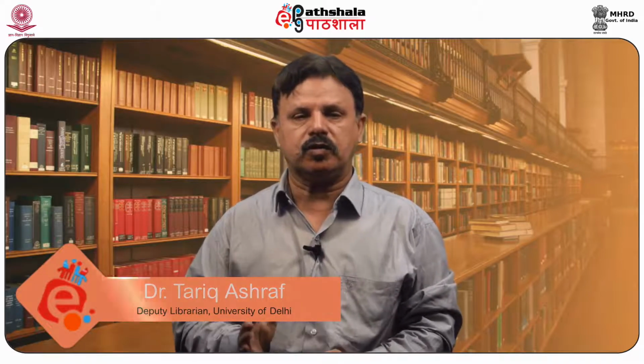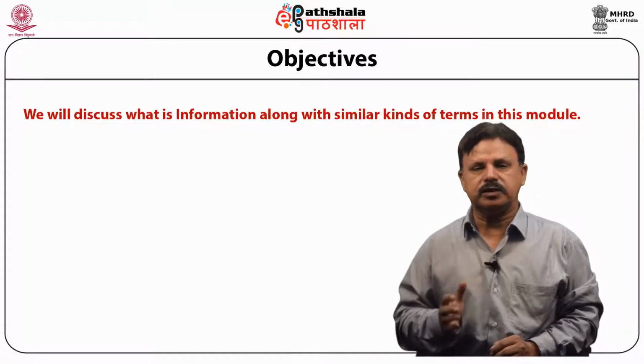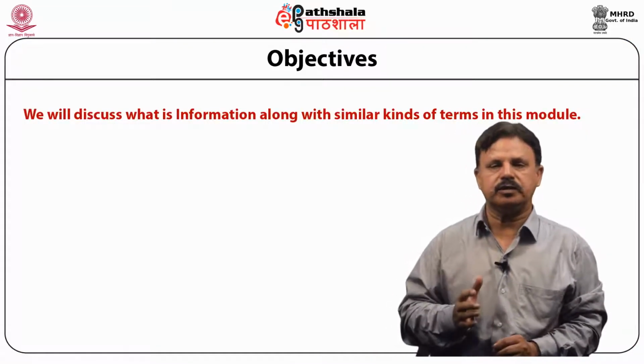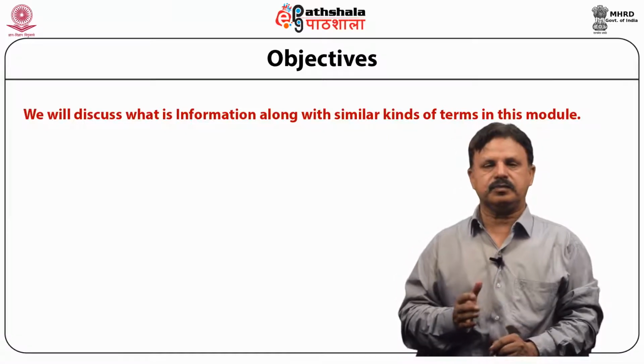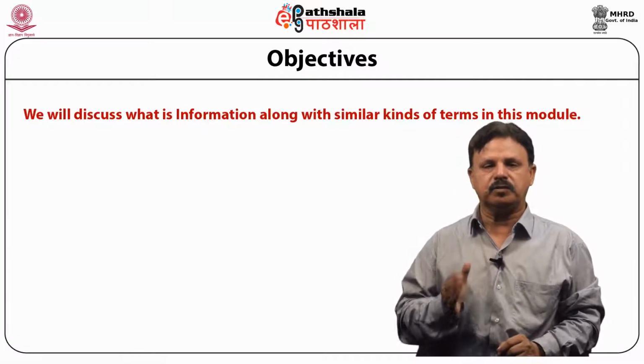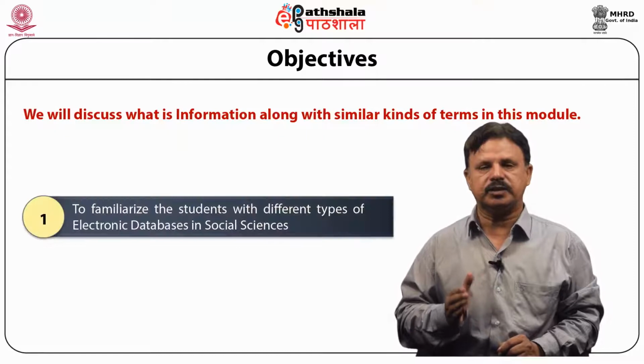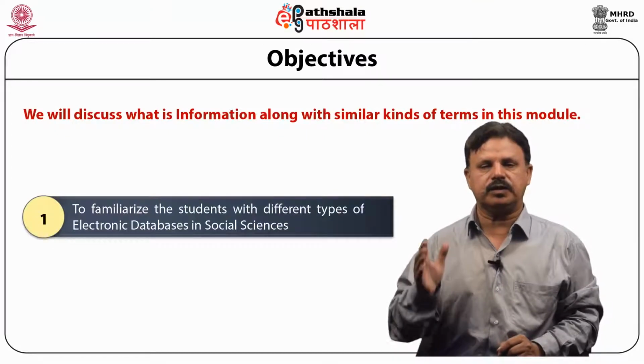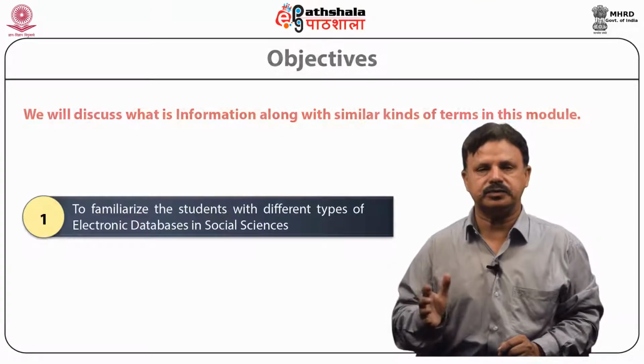Today we are going to talk on module Electronic Databases in Social Science from paper Information Sources in Social Science. So students, let's see what we are going to learn from this module today. The objective of this module is to familiarize the students with different types of electronic databases in social sciences.